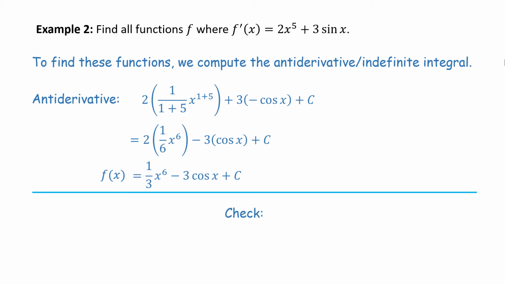Let's check. That is, let's take the derivative of the function we just got. F prime of x would be 1/3 times the derivative of x to the 6th, which is 6x to the 5th, minus 3 times the derivative of cosine x, which is minus sine x, plus the derivative of the constant c, which is 0. Perform some of the arithmetic and we get f prime of x equals 2x to the 5th plus 3 sine x. That's what we started with. And so it checks.